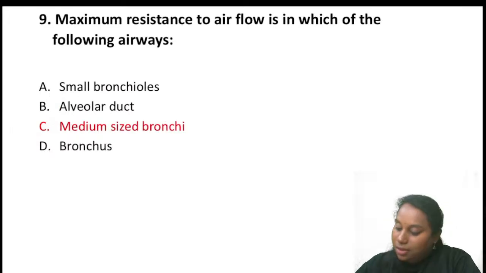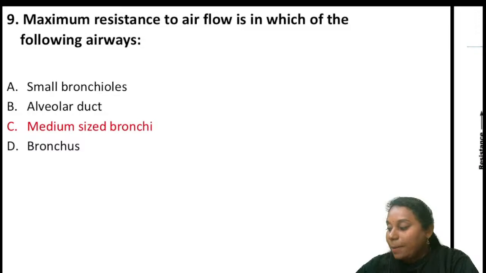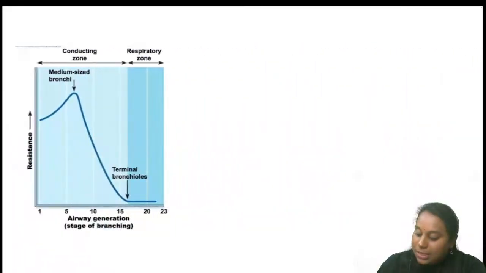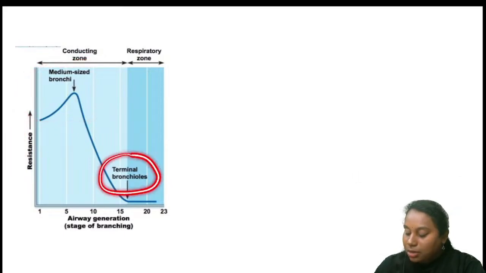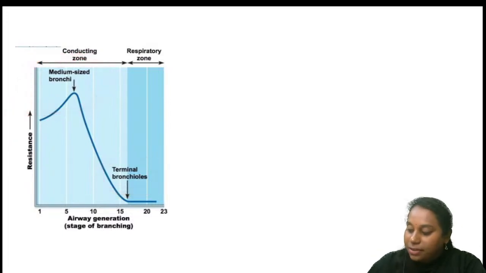Question number 9. Maximum resistance to air flow is in which of the following airways? When we learn about the airways, the resistance is high in the medium-sized bronchi. When you compare with terminal bronchioles, medium-sized bronchi have high resistance. We'll understand the reason for this.